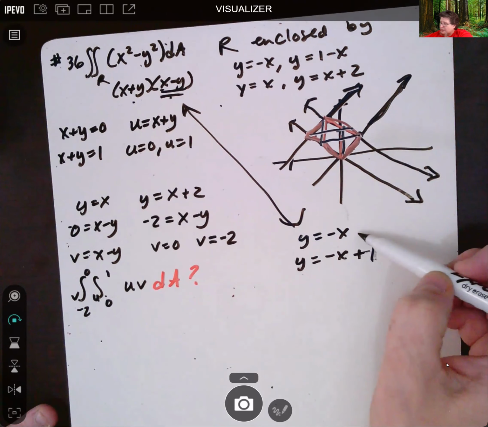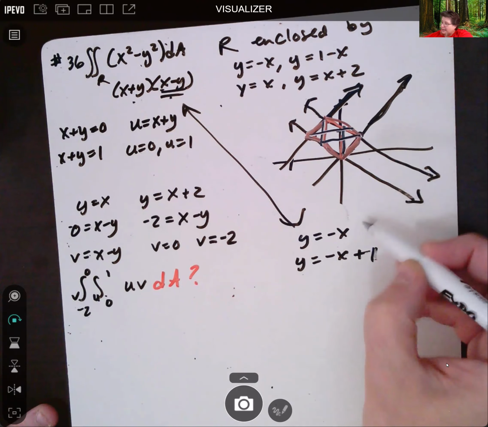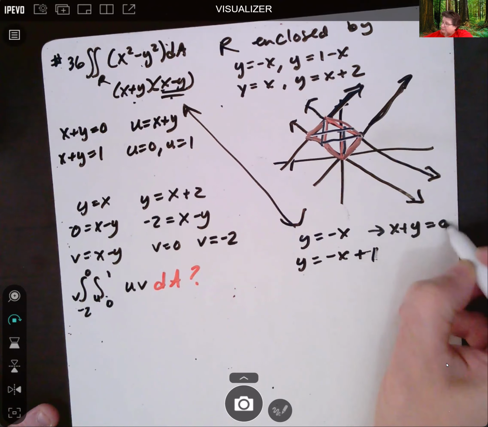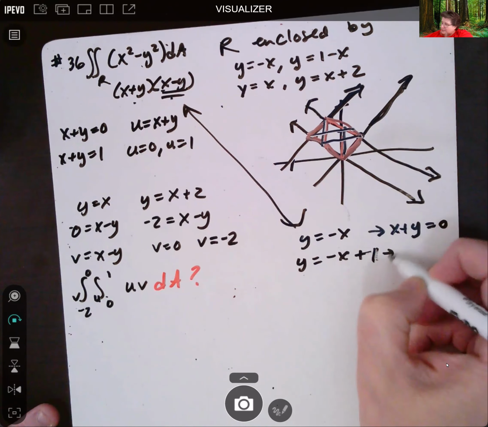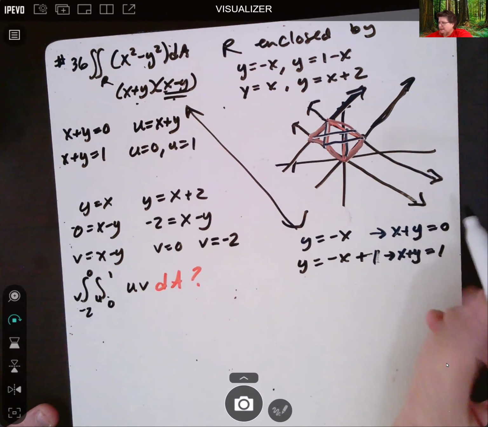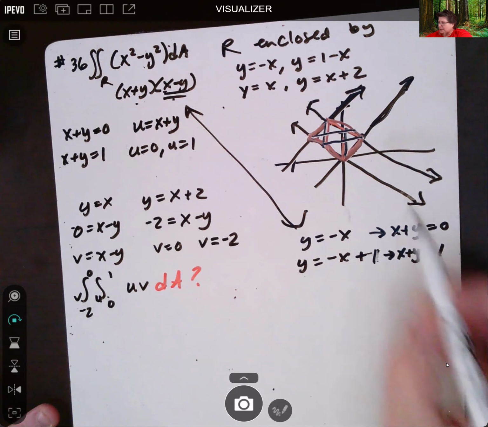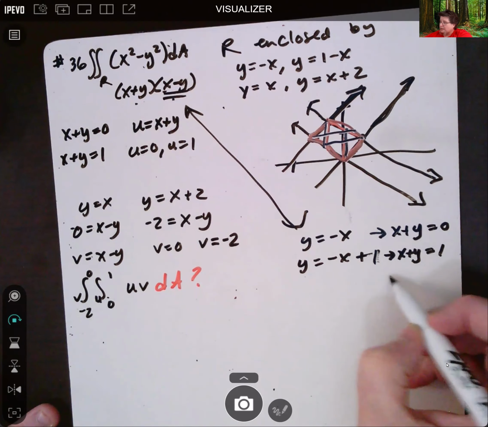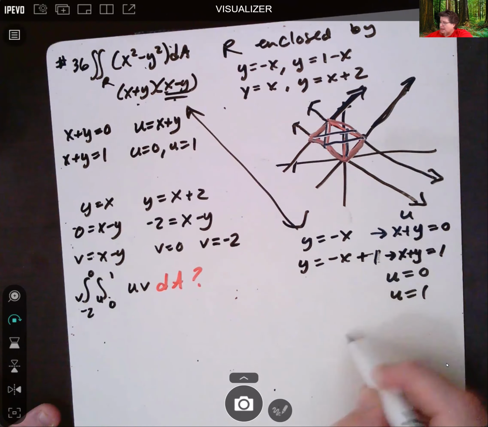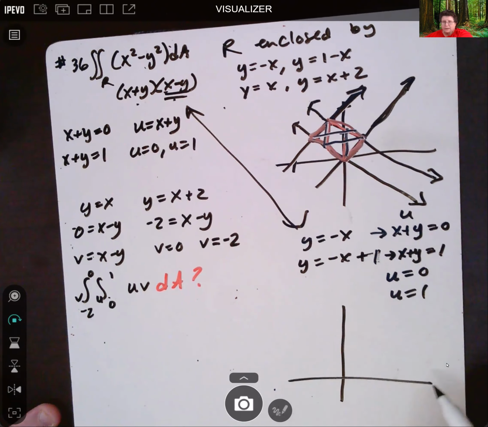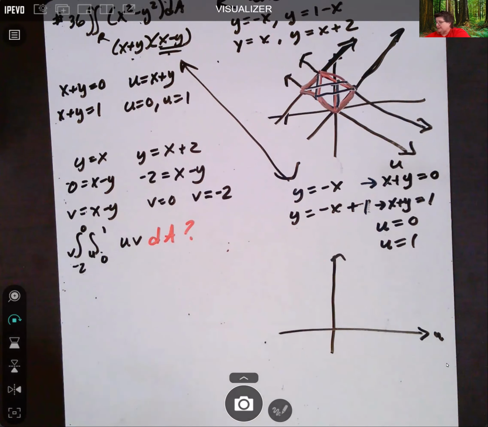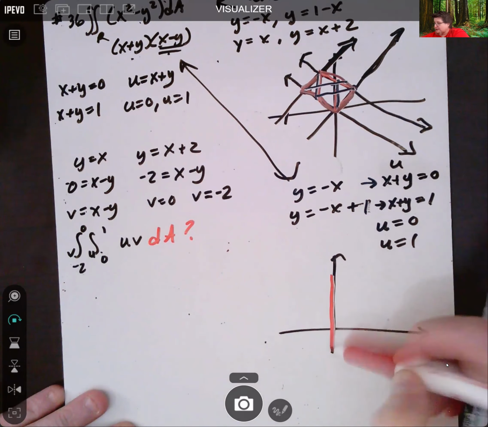Well, starting with this, it's kind of easy to produce an x plus y. I add x's to both sides. I get x plus y equals 0. And I do the same here, and I get x plus y equals 1. So if I use u equals x plus y, I now go u equals 0, u equals 1. And on a uv graph, I've got nice simple limits of integration.